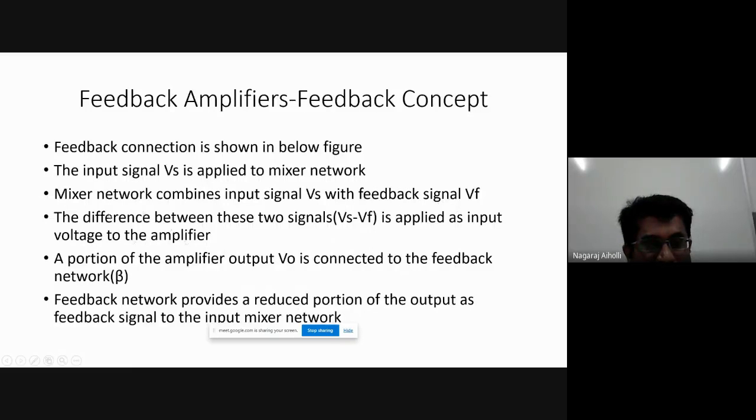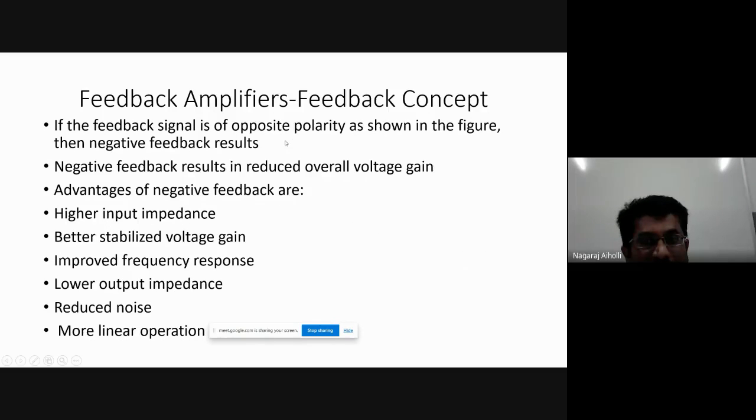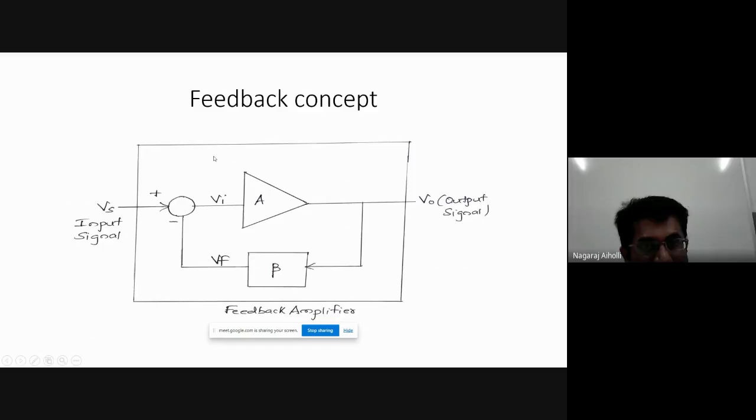So that's what it is. The mixer network combines the input signal Vs with the feedback signal Vf. The difference between these two signals, Vs minus Vf, is applied as input voltage to the amplifier. A portion of the amplifier output V0 is connected to the feedback network beta. The feedback network provides a small portion of the output as the feedback signal to the input mixer network. If the feedback signal and the input signal are in phase opposition with respect to each other, it is called negative feedback. If the Vs signal and the Vf signal are in phase opposition with respect to each other, then it is called the negative feedback amplifier.